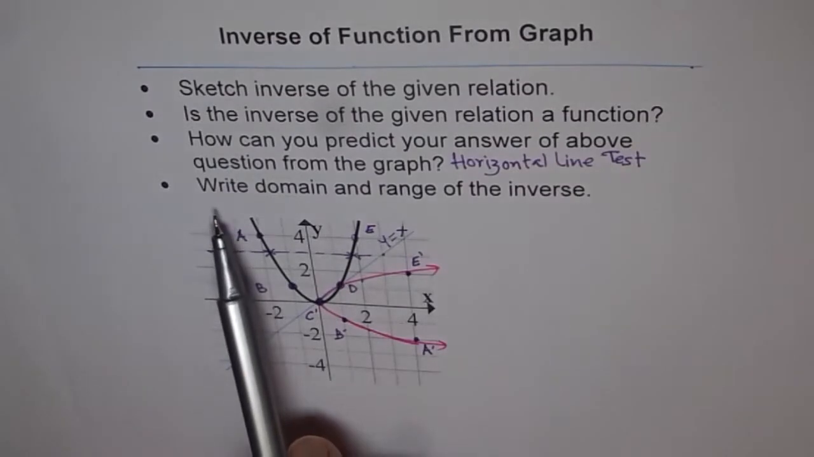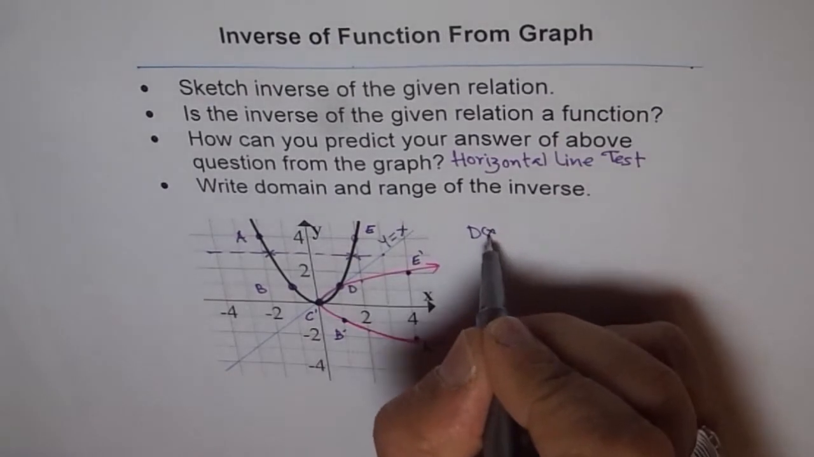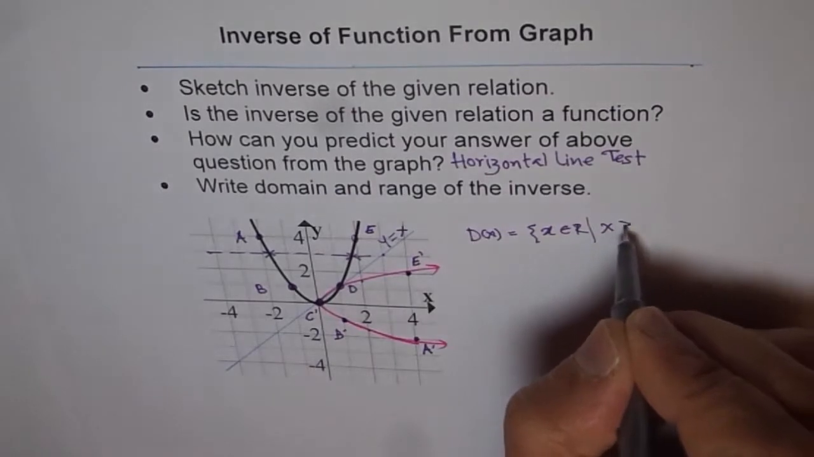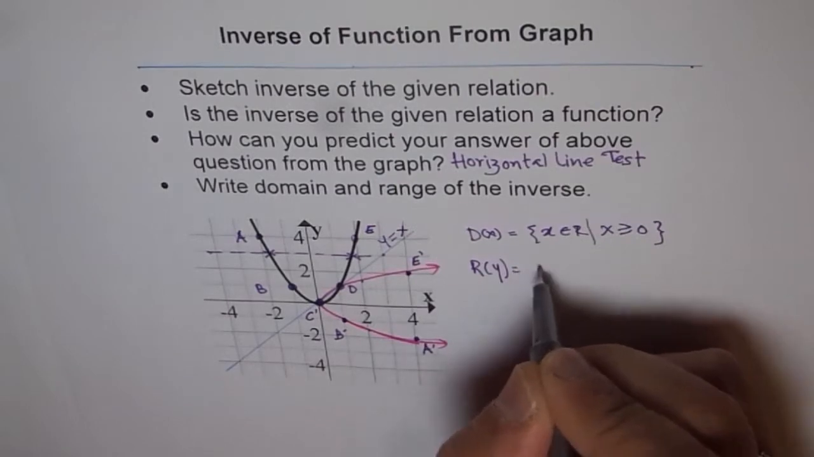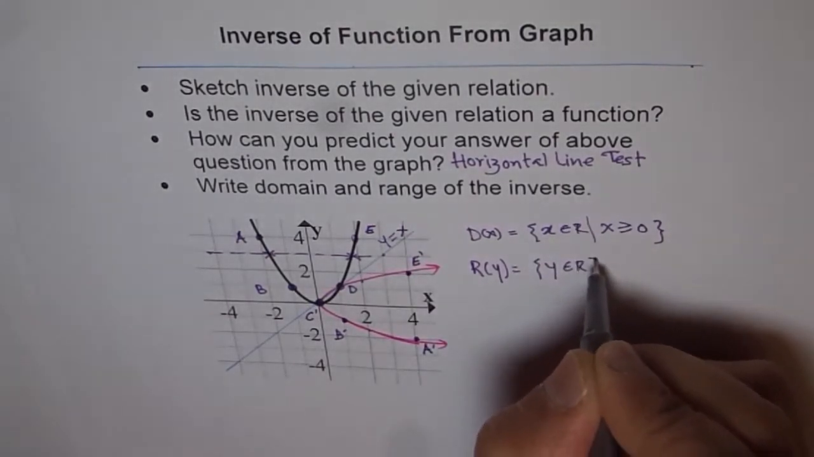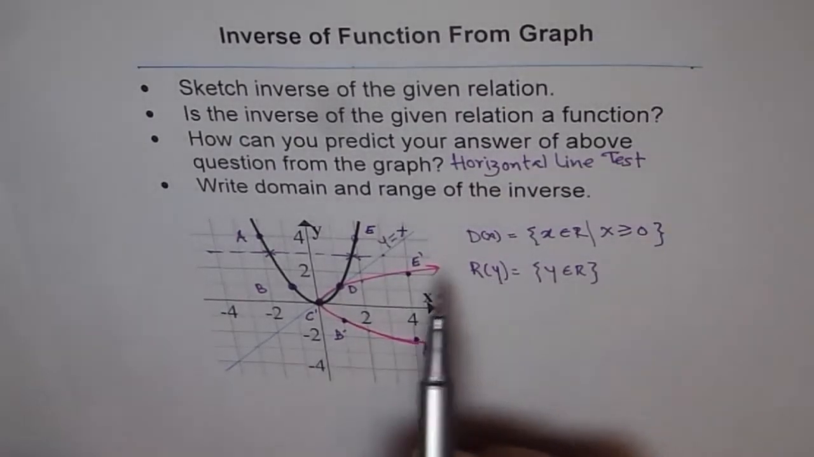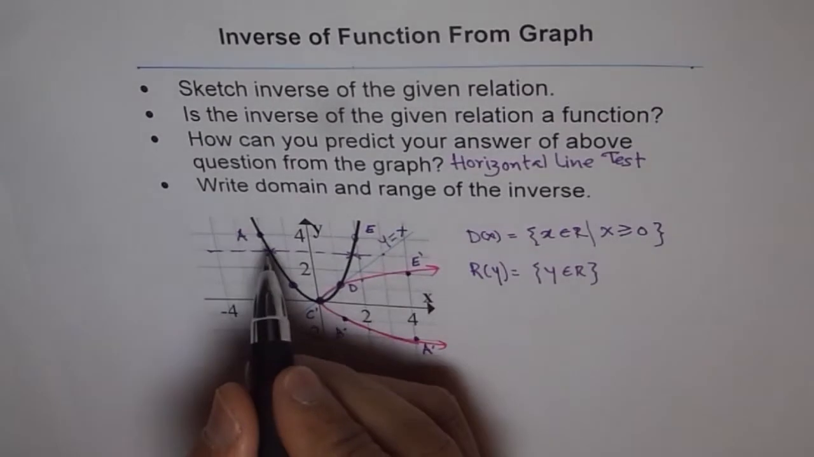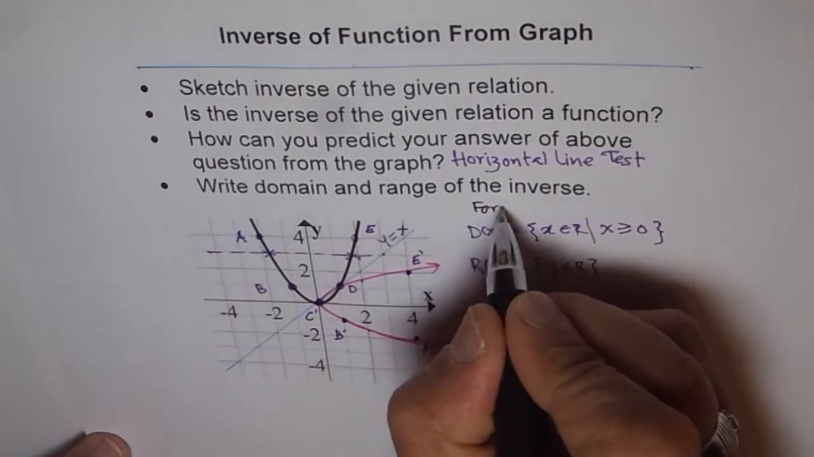Now the last part is write the domain and range of the inverse function. So you can see the domain here is x belongs to real numbers, so that x is greater than or equal to 0, right? And the range is that y belongs to real numbers. Well, do you see a relation between the domain and range of the function and of its inverse? Let's write down the domain and range of the function itself. So for the function, the domain is what? Let me write. So this is for the inverse.